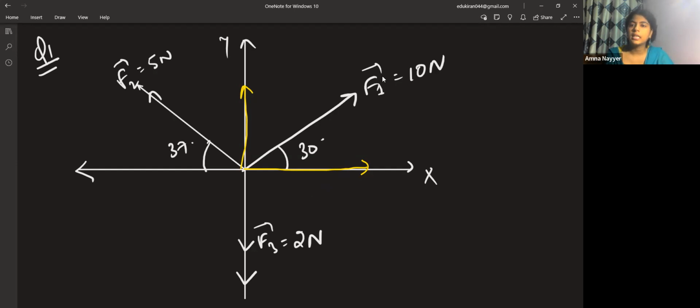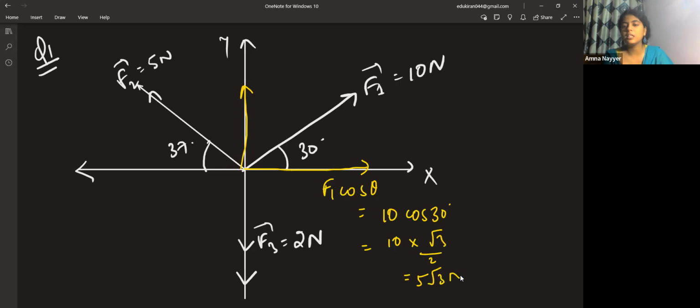A cos theta. What is A? The vector. So what is the vector here? Look on the screen, it's drawn. What is your first vector which you are resolving? 10 Newton. 10 Newton, right? So instead of A cos theta, it will be 10 cos theta. Your force is F1 cos theta. This is how you resolve. So that becomes 10 cos 30 degrees, that is 10 into root 3 by 2, which is 5 root 3 Newton. So you have 5 root 3 Newton on this side.